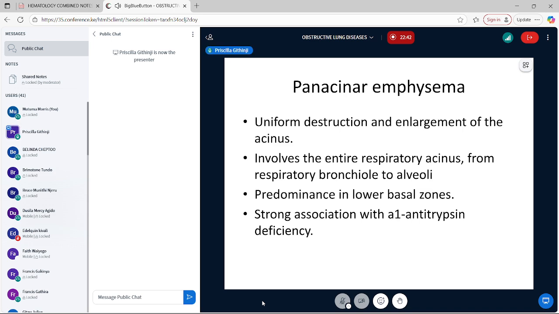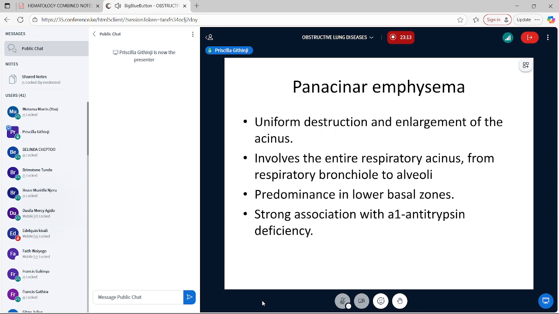Then we have panacinar emphysema. In panacinar emphysema, you have uniform destruction and enlargement of the acini, where the entire respiratory acinus from the respiratory bronchiole to the alveoli will be affected with that uniform destruction and enlargement. And panacinar emphysema usually predominates in the lower basal zones, unlike centriacinar.